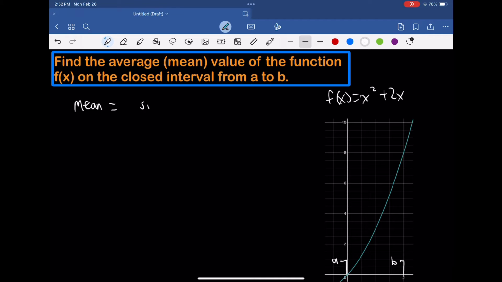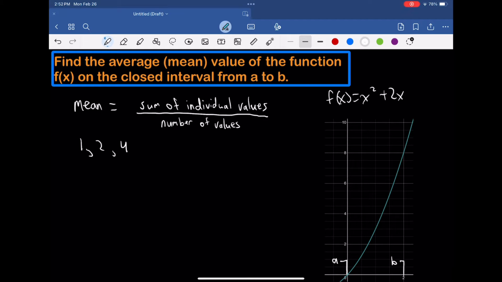So the mean is just equal to the sum of the individual values in a data set divided by the number of values of that data set, or the length of the data set. This gives you the mean, which is also known as the average. To give an example, if we have a data set consisting of values 1, 2, and 4, that's 3 values, and we want to find the mean value, we'll take the sum of 1 plus 2 plus 4 and divide it by the length, which is 3, and that will give us 7/3, which is the mean or the average value of that data set.